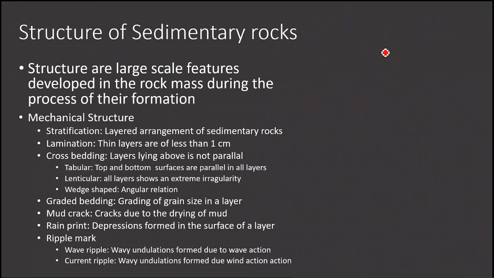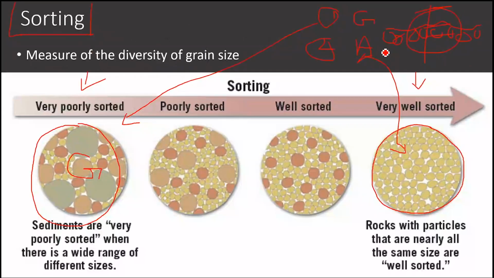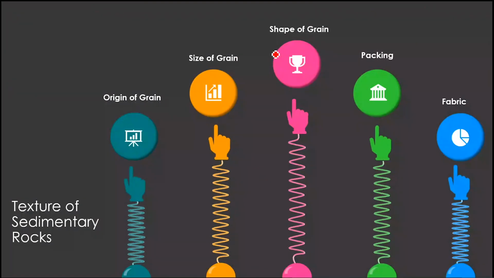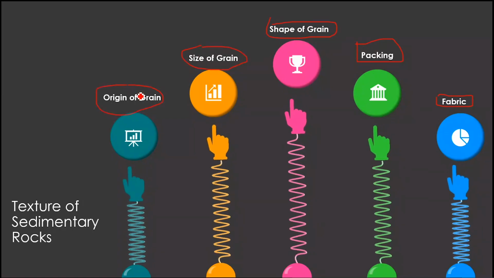So all these parameters together are going to help us find the correct environment of deposition and the characteristics, from a strength point of view, of the sediments. So these are the basic parameters we are going to discuss. Packing and fabric we have discussed, sorting we discussed, shape of grain we have discussed, size of grain we have discussed, origin of grain we have discussed.